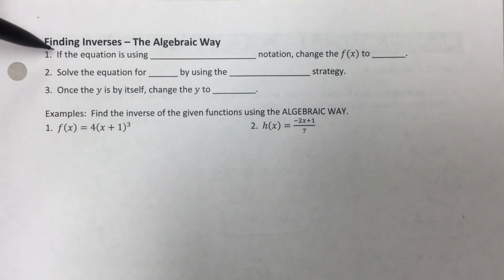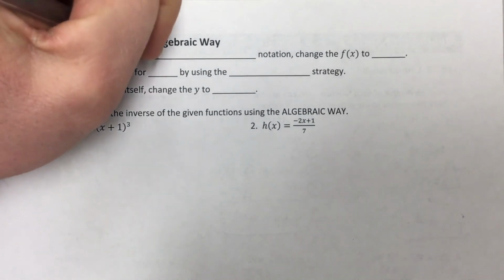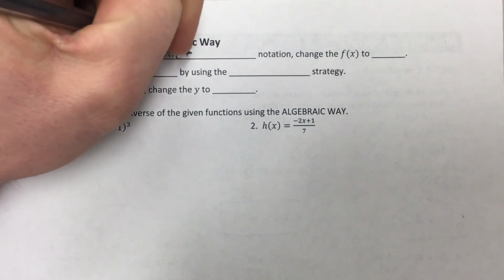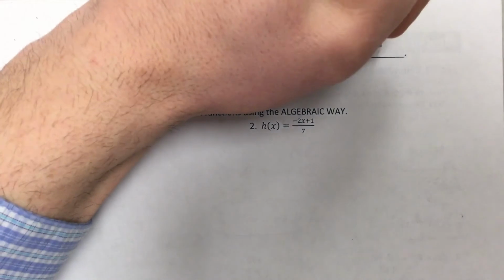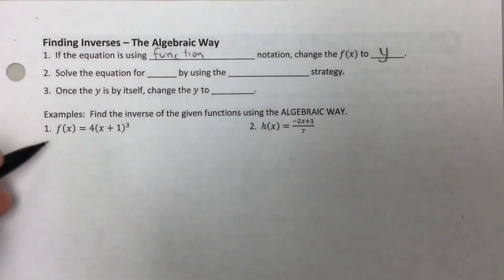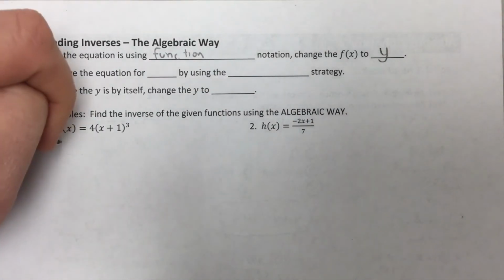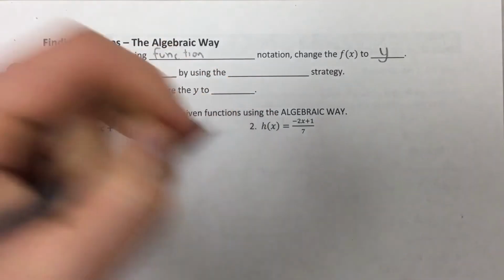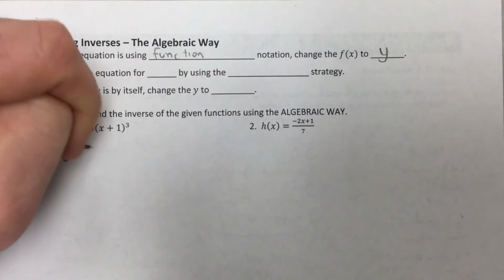So if the equation is using function notation, you're going to change the f of x to a y. Okay, so here I am using function notation, so I change that f of x to a y, or if it's h of x, whatever, just change that to a y.